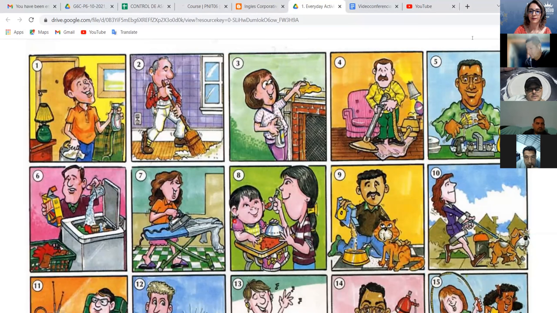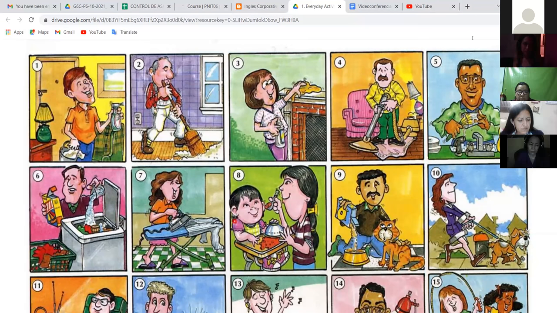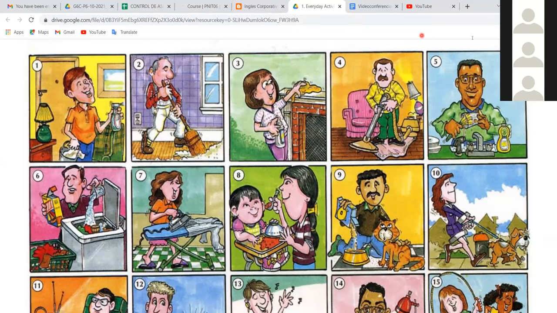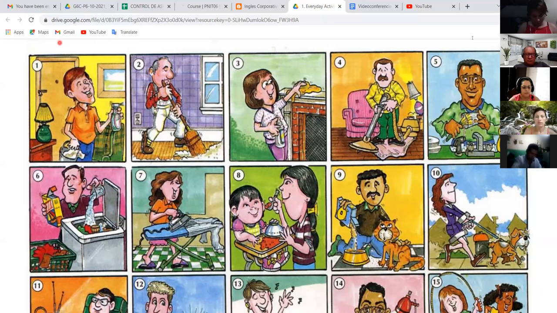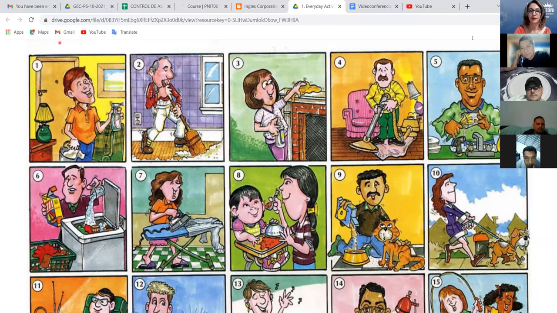¿Cómo se dice planchar? Iron. Like Iron Man. Como Iron Man. Solo que solo va a ser iron. I did iron the cloth. Or I iron my clothes.